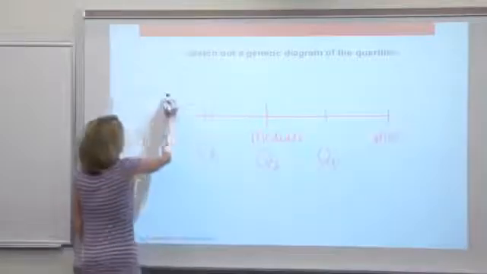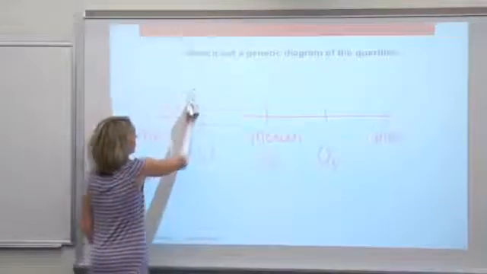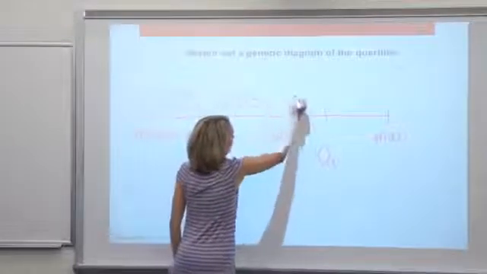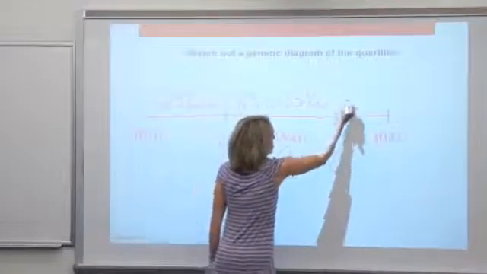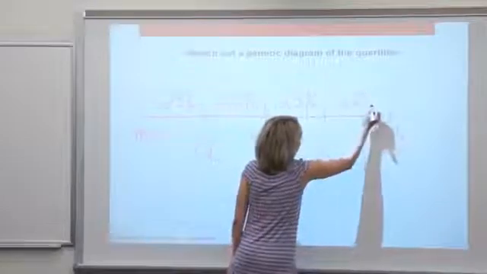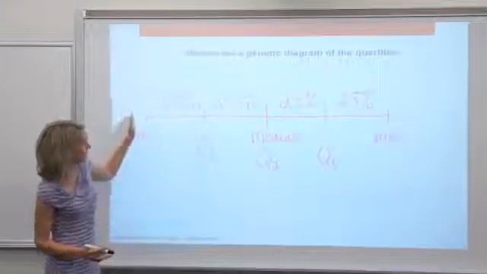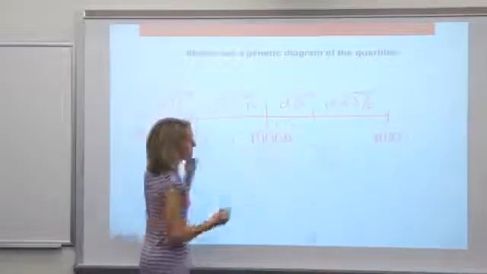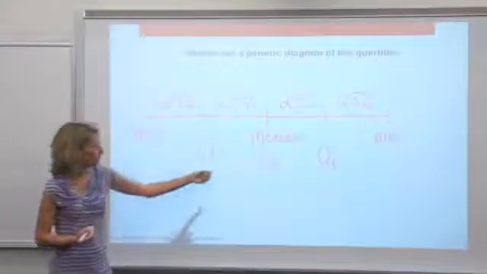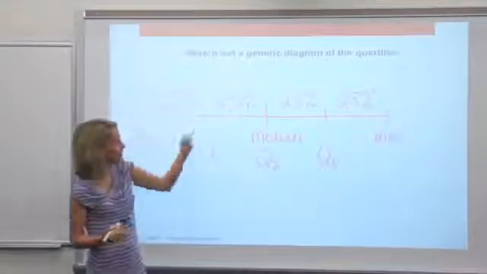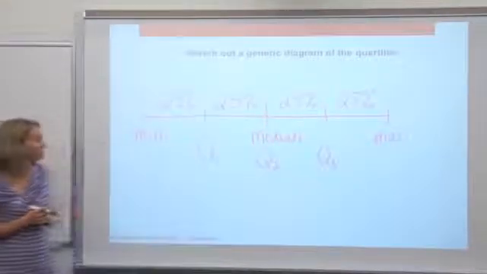There's only 3 quartiles, but they separate the data up into 4 equal parts where you have 25% of the data in each part here. So Q1 again separates the bottom 25% from the top 75%. We know about the median, and Q3 separates the bottom 75% of the data from the top 25%.